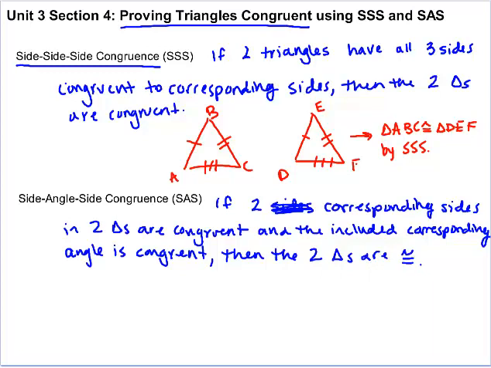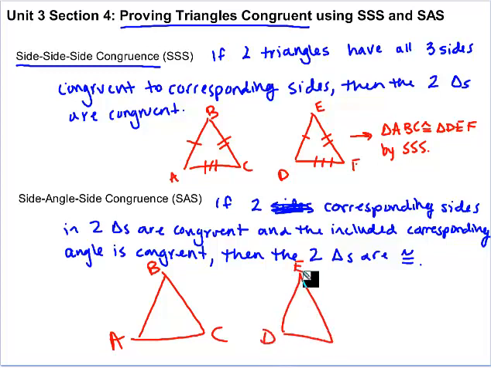So what this is saying is if we have two triangles, ABC and triangle DEF, so if we have two sides that are corresponding are congruent, so let's say AB and DE are congruent, BC and EF are, and then if we have the included corresponding angle, so the included angle means that the angle that lies in between these two sides, so it would be angle B and angle E are congruent. If that's the case, then the two triangles are congruent. So we would say triangle ABC is congruent to triangle DEF by side, angle, side.